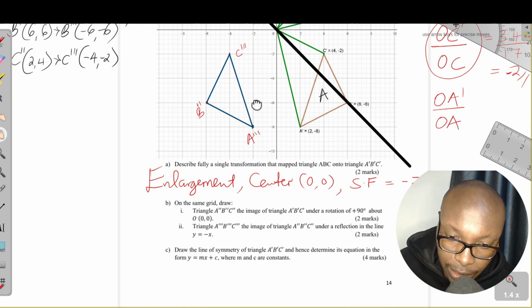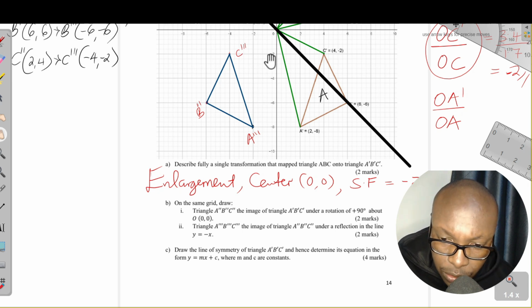Draw the line, that is part C. Draw the line of symmetry of triangle A prime, B prime, C prime, and hence determine its equation in the form y equals mx plus c.